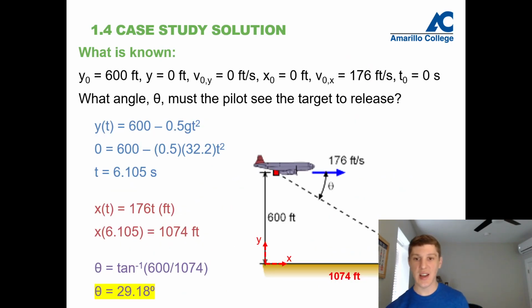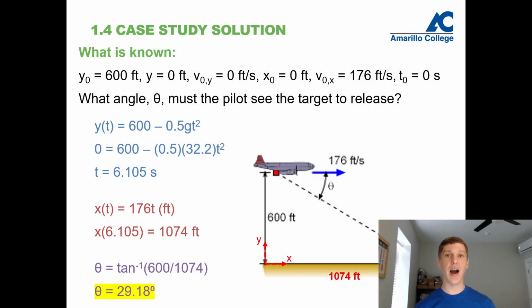So now I can use these together, and I can say when the package hits the ground that its final y position is going to be 0. So I can then use my vertical position equation to solve for the time that it'll take for that package to fall that 600 feet and hit the ground. So I say, okay, my final position is going to be 0, is 600 minus 1/2 times 32.2 t squared. I then solve for t using basic algebra, and I get that t is equal to 6.105 seconds.